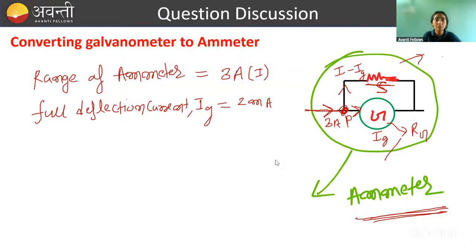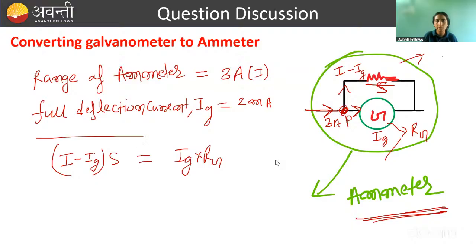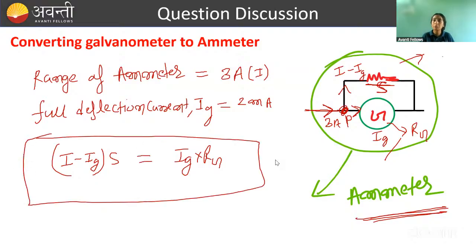So whatever is the voltage drop across S, the same will be the voltage drop across G. What is the voltage drop across S? Current into resistance, so that is I minus IG into S. And what is the voltage drop across the galvanometer? Current through the galvanometer into the resistance of the galvanometer, and these two will be equal. This is your equation of ammeter. If a question comes anywhere saying range of ammeter is this, full deflection current is this, calculate the value of shunt, you can simply put in this equation and get the answer.